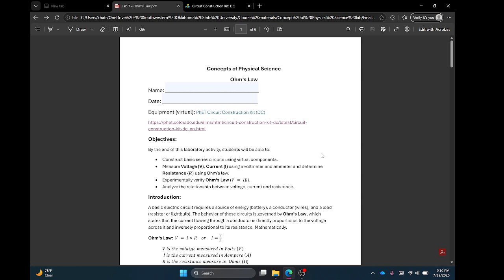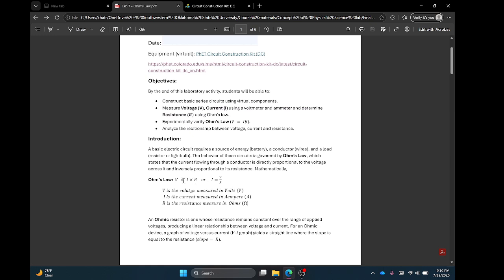Our next lab is about electric circuits, and we will be experimentally verifying Ohm's law. Ohm's law is the basis of electric circuits. It establishes the relationship between voltage, current, and resistance for any electrical circuit.